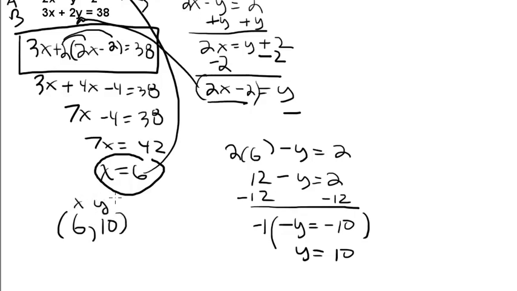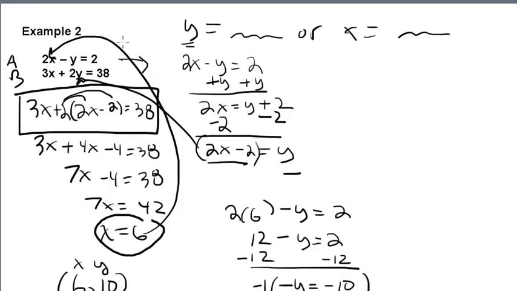Okay, so let me recap the idea. When you're given two lines and you want to use substitution, you want to get your equation to be either y equals some stuff or x equals some stuff. And what I mean by stuff is what we did exactly here. We took equation A and we realized it wouldn't be too hard to get it to look like y equals some x's and some numbers. We did that by adding y to both sides and solving for y. And right here we ended up with y equals 2x minus 2.